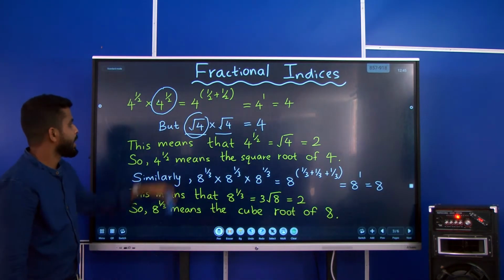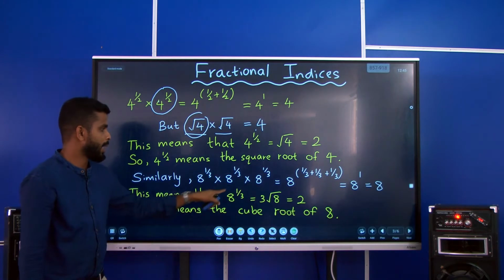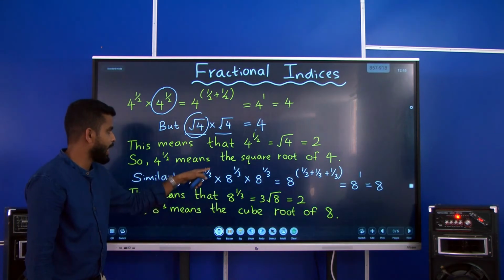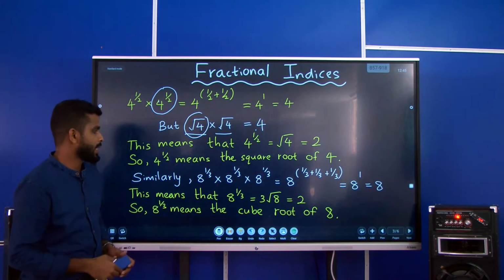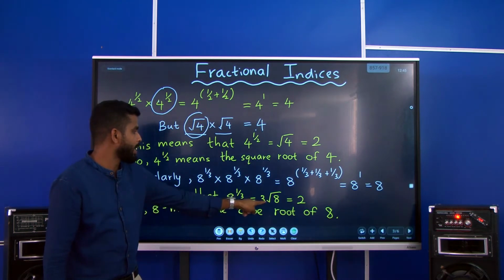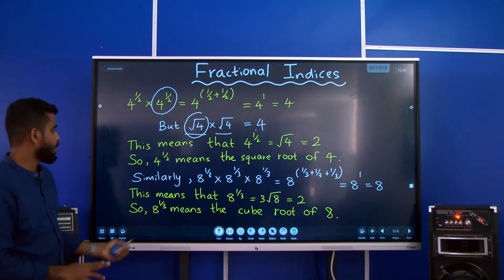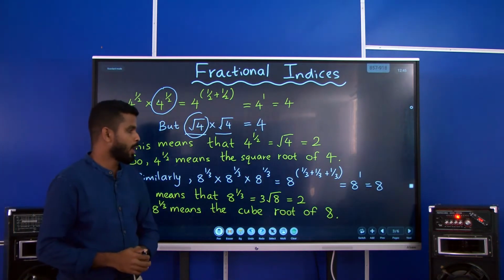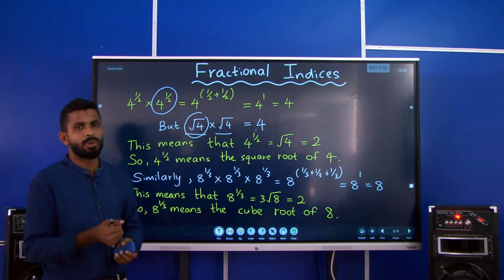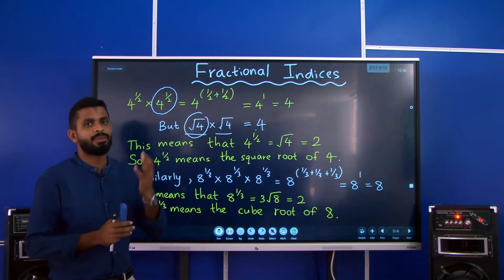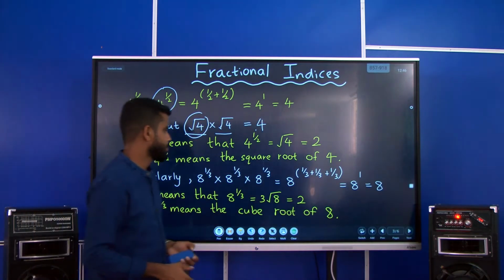Now we can compare this one with this. This means 8 to the power 1/3, the same portion, is being multiplied 3 times. Therefore, we can say the cube root of 8 is equal to 2. So 8 to the power 1/3 means the cube root of 8. We can even practice some more with, say, 1/4. 1/4 times 1/4, there will be 4 times continuously, therefore we can say that is the 4th root of that.